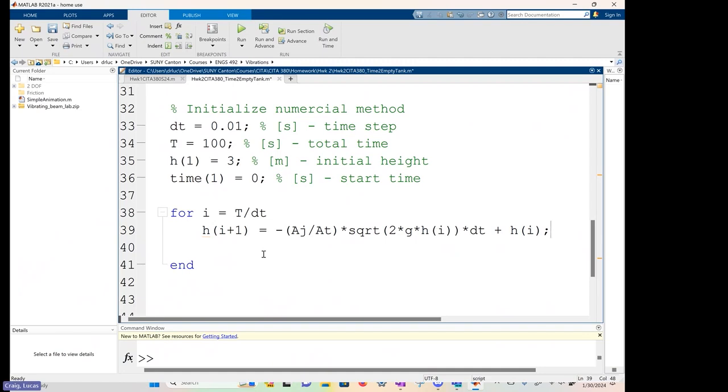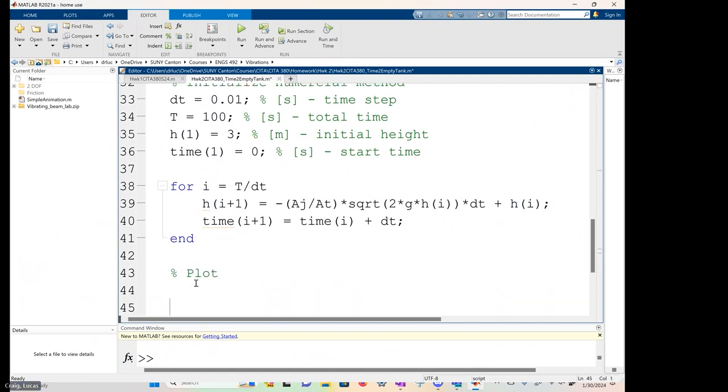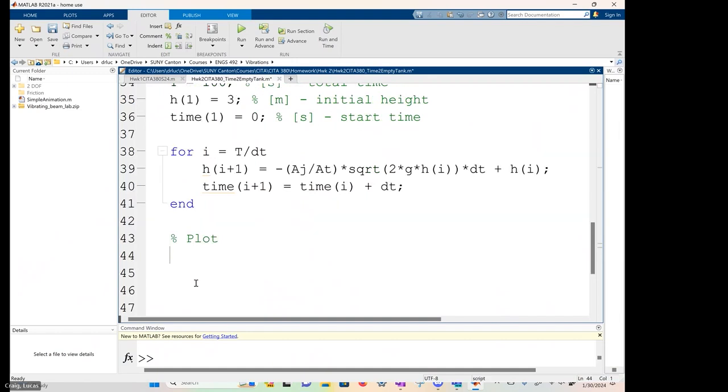Now, we also need to do time, because we're incrementing that. So we're going to take our initial time and add delta t to it. And then we can plot now. Figure 1, plot time divided by 3600, just to get it into hours, and then h.